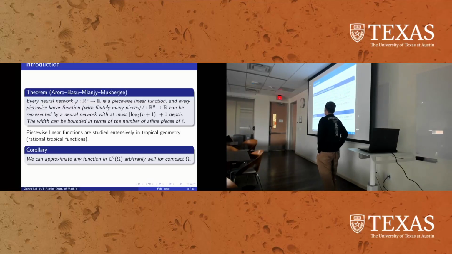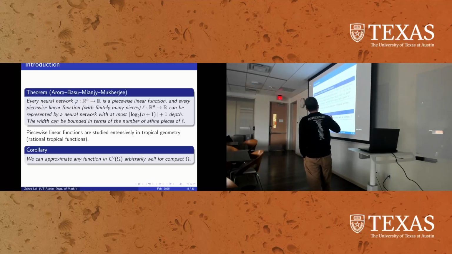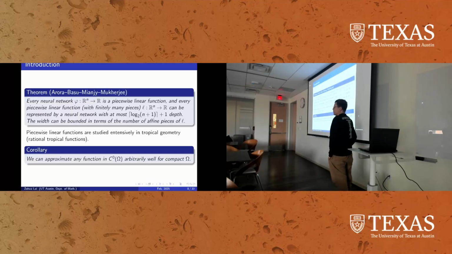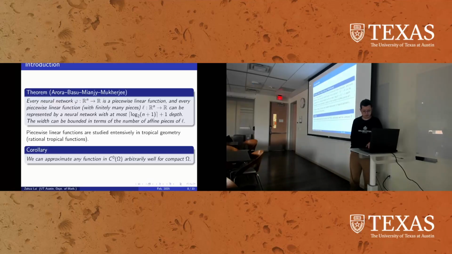any piecewise linear function. There are a lot of works that try to understand the complexity of piecewise linear functions using the number of parameters that you need to represent the function. And this is also studied extensively using methods from tropical geometry. Piecewise linear functions are called rational tropical functions. And as a corollary of this theorem, we can approximate any function in C0 arbitrarily well in a compact set. This is just because you can do linear interpolation. So this is a very classical result.